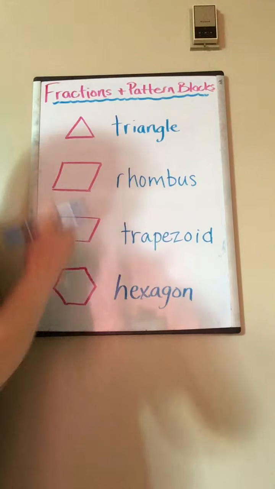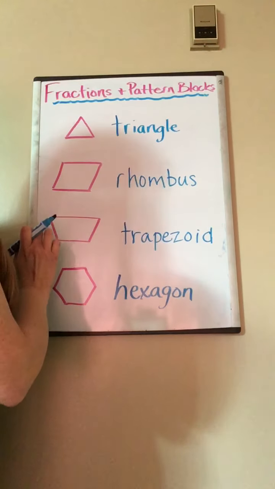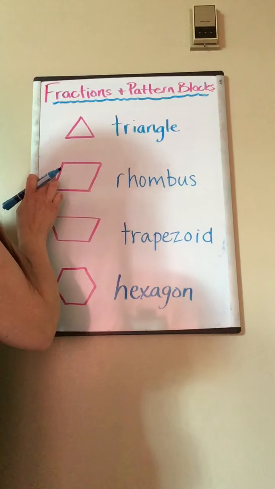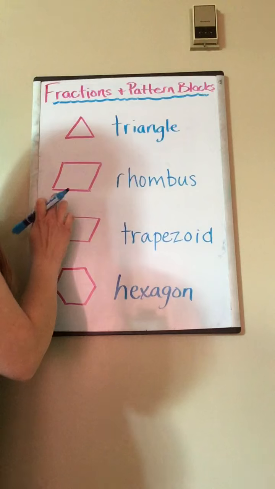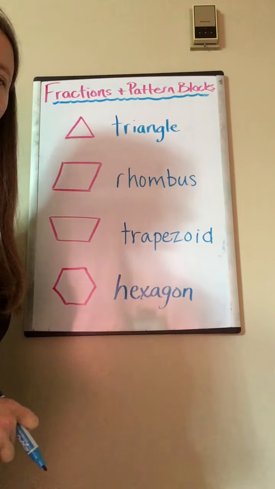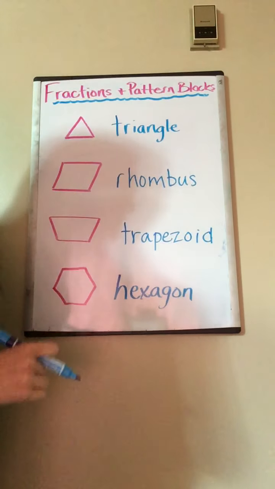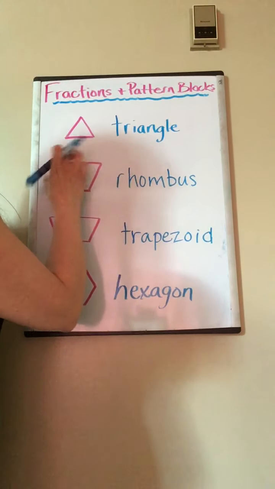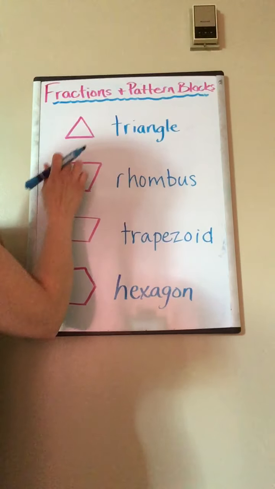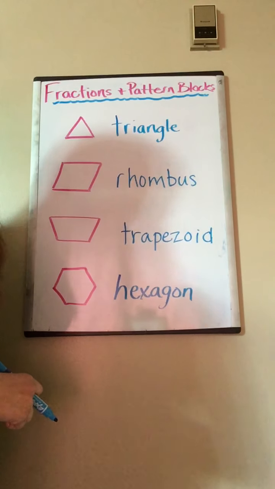Let's take a look at the rhombus. How many sides does a rhombus have? If you said 4, 1, 2, 3, 4, you're correct. The side is the part along the edge. A rhombus has 4 sides. In fact, a rhombus is kind of like a square in that it has 4 sides and the sides are all of equal length. However, you'll notice a rhombus's corners are not right angles. So that's the difference between a rhombus and a square.